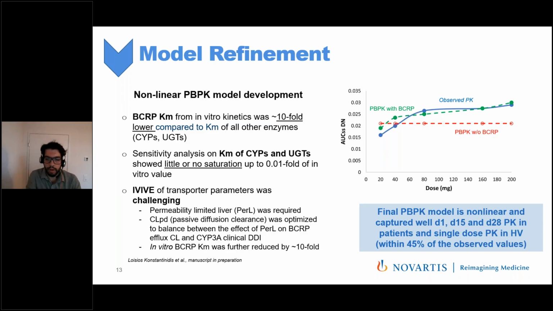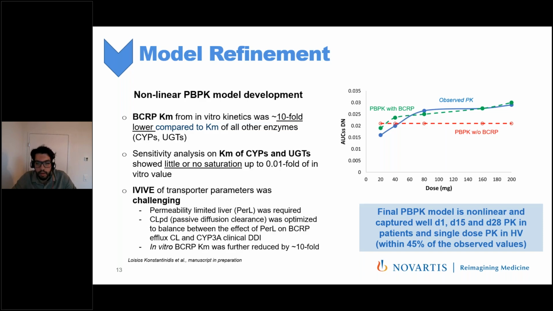And this was also complicated because the exposure of asciminib with dose follows a slightly over-proportional increase, so we had to implement a nonlinear PBPK model. To do that, our hypothesis was that this was coming from saturation of the BCRP in the liver, and this was because the in vitro constant of BCRP from the in vitro kinetics was about 10-fold lower compared to the Km values of all the other enzymes, both CYPs and UGTs.